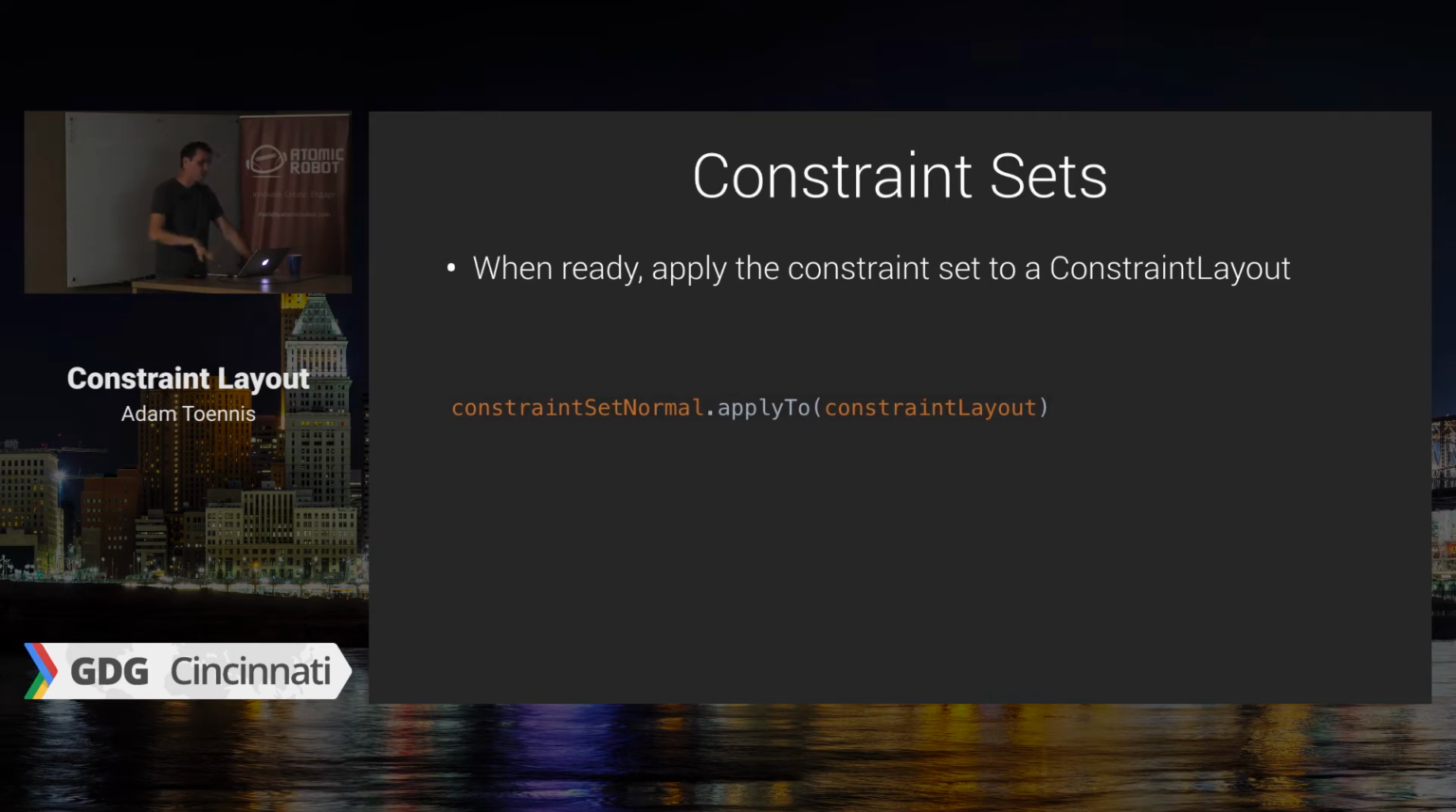So now that you have your constraint set, you need to apply it to a constraint layout. So that's just instantiating it. That doesn't do anything with it yet. So you would just take your constraint set. In this case, I have one called constraint set normal, and then you just call apply to, and then you pass in the constraint layout, and then it applies it to it. In this scenario, if you just do this, it'll just reapply it, and boom, it's there.